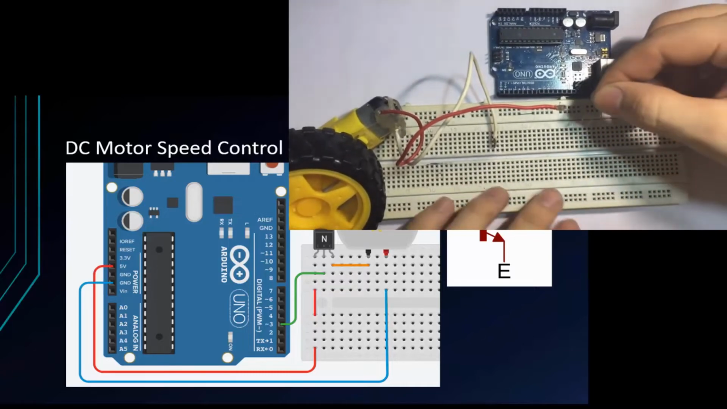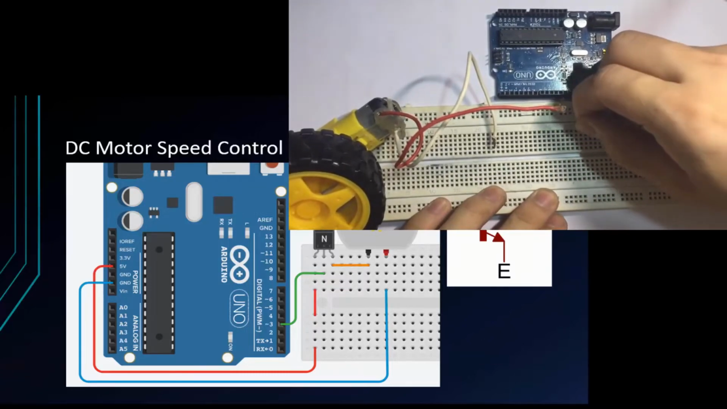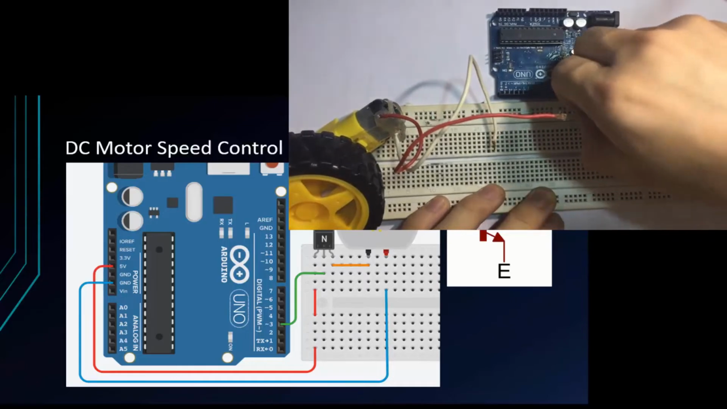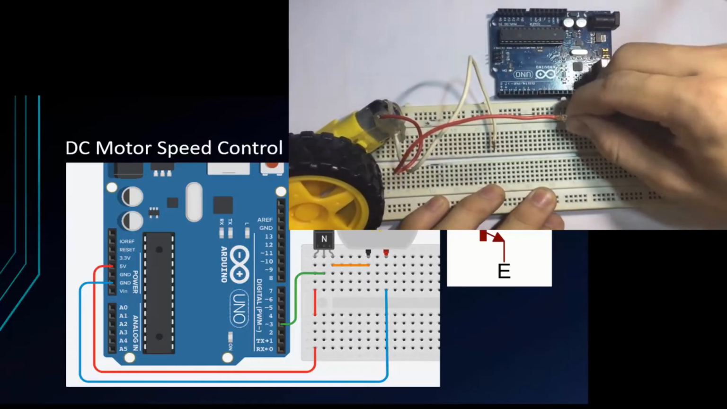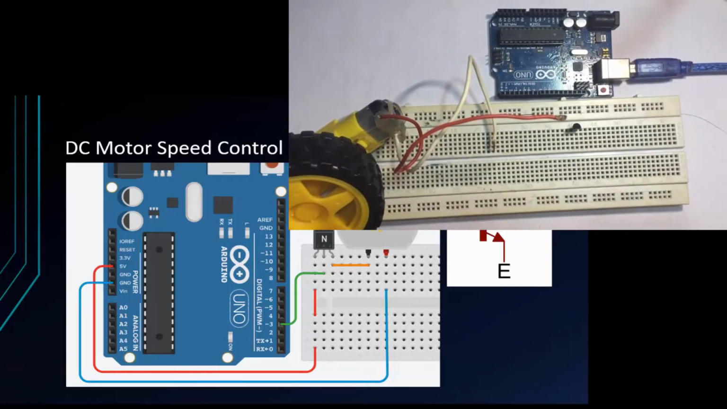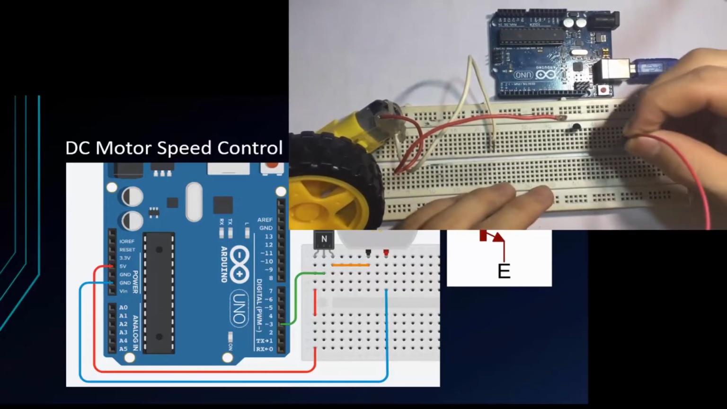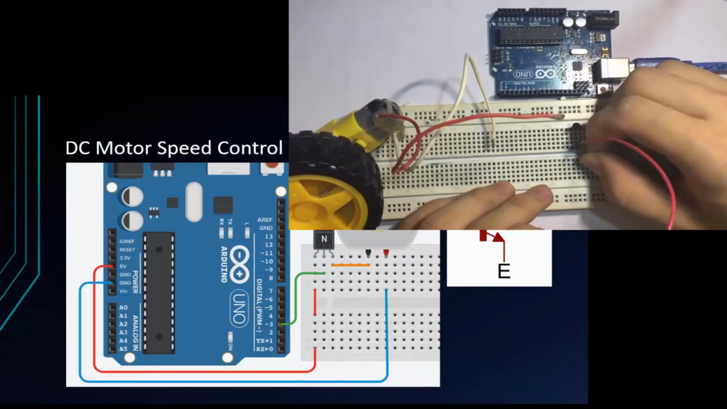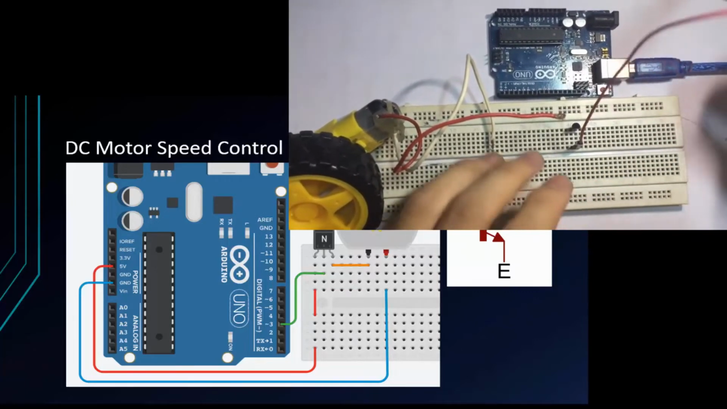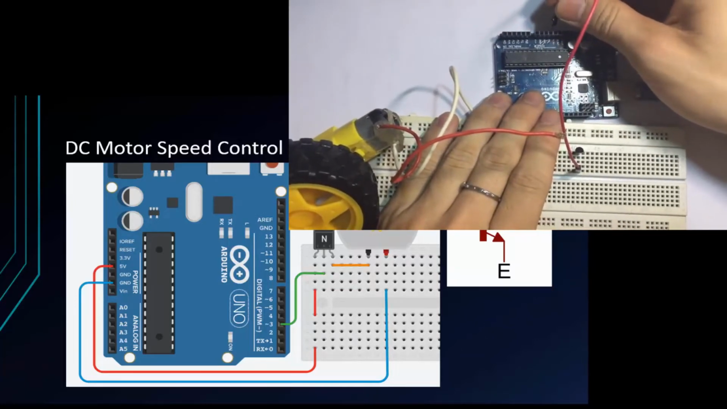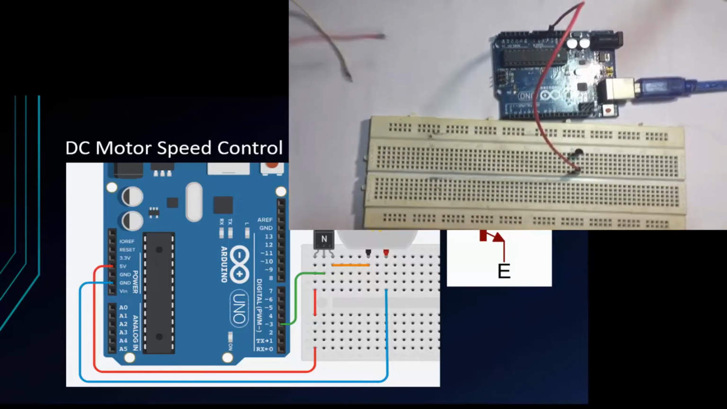First we'll connect my transistor. First is the collector. I will connect it to 5 volts. The collector is the middle pin, connected to 5 volts. Next is ground.